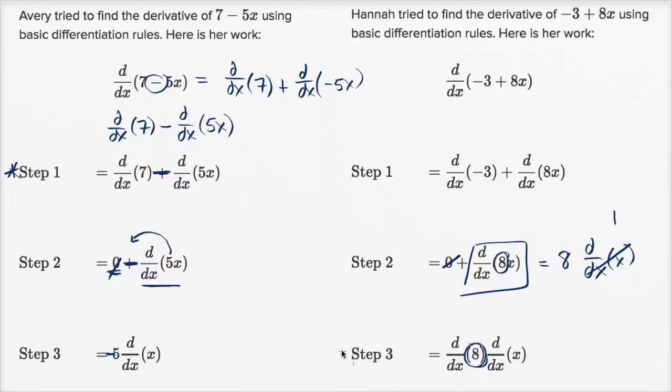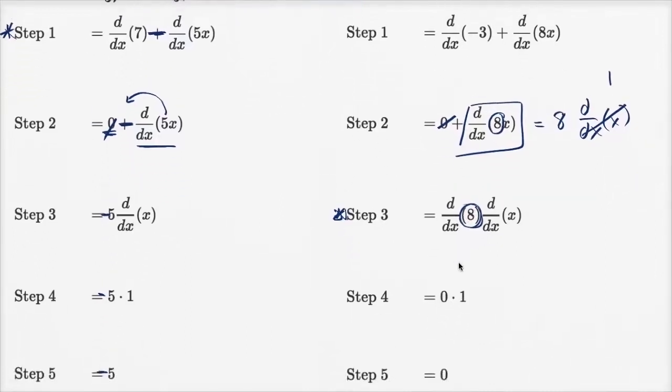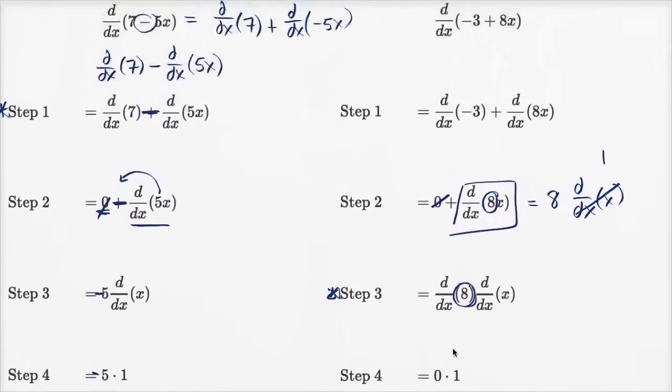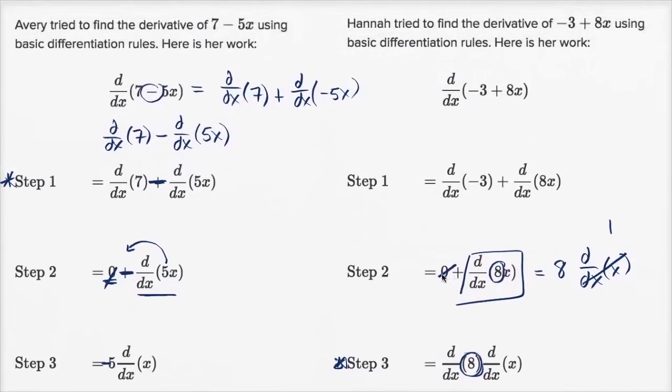So this is the wrong step. This is where Hannah makes a mistake. And you can see instead of getting a final answer of 8, she assumes, well, the derivative of 8 is 0 times the derivative of x is 1, 0 times 1, and she gets 0, which is not the right answer. So she makes a mistake at step 3, and Avery made a mistake at step 1.